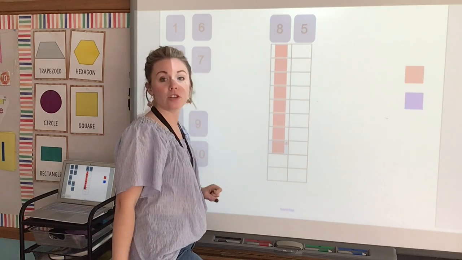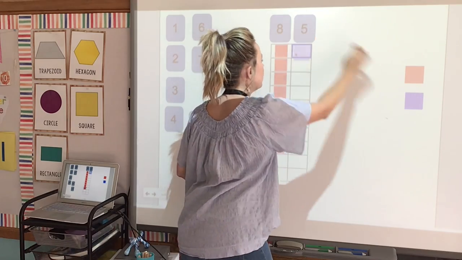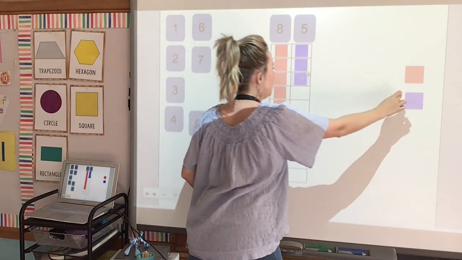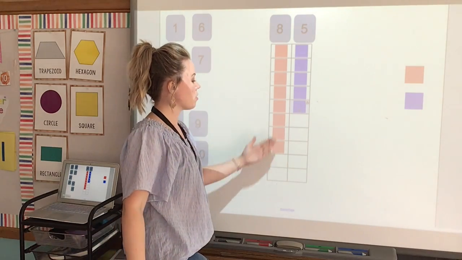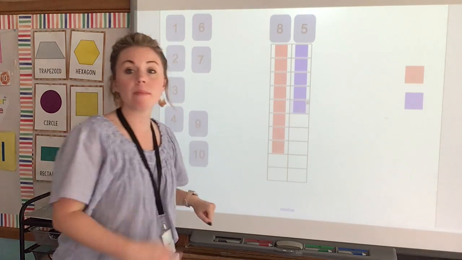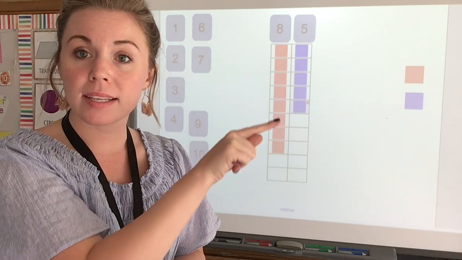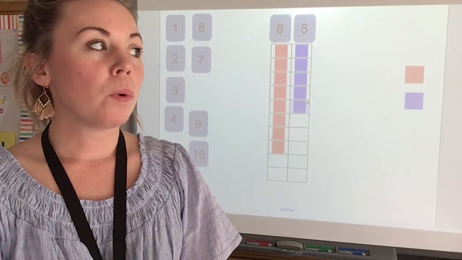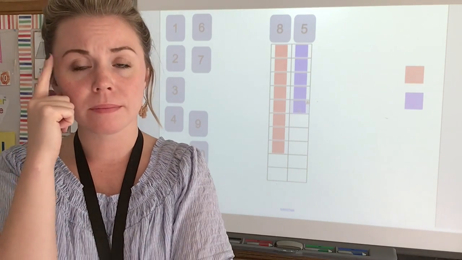Now I'm going to go ahead and show 5. Count along with me. 1, 2, 3, 4, and 5. Awesome. So I chose to represent 8 with red cubes, and I chose to represent 5 with blue cubes. But remember, I could have used any color cubes, any sort of pattern, and it would have filled up the same amount of boxes that I did. So now I want you to think in your brain, which one is more, 8 or 5? Just keep it in your brain.